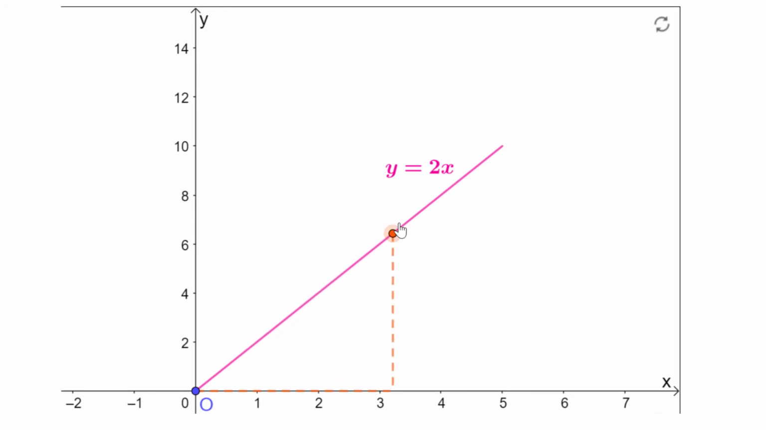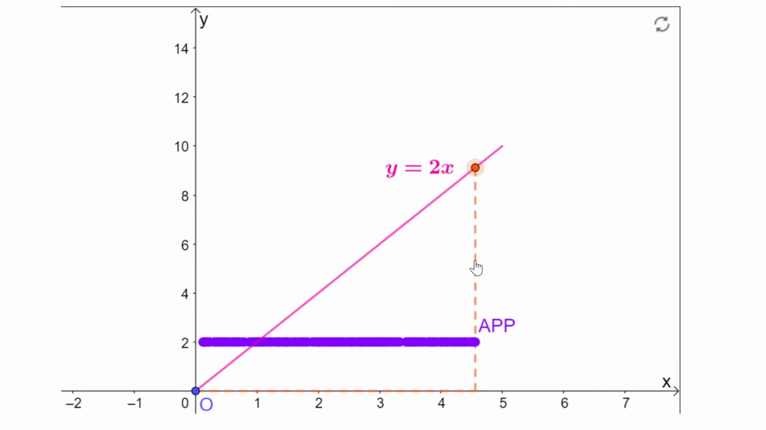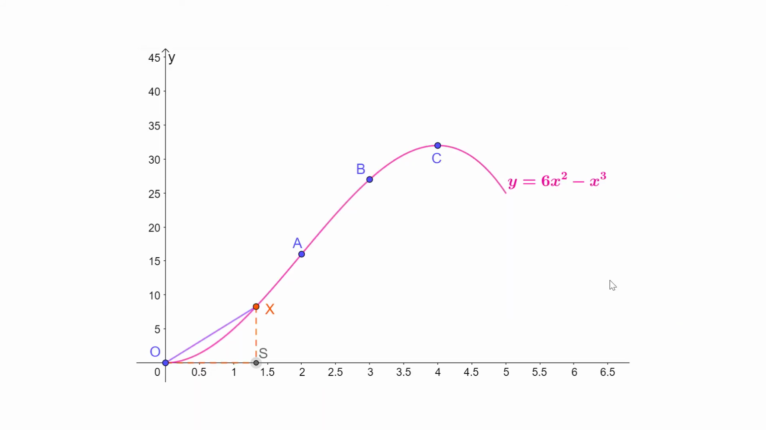If I move along this, you can actually say that the ratio of y over x doesn't change. And let me actually put a point here to represent the APP at different points. And you can say that the APP is always 2 at different points. And we can actually plot the APP curve for the linear function, and you can say that it is a straight line.